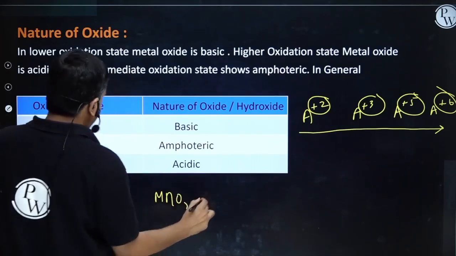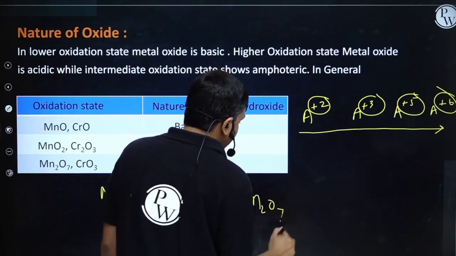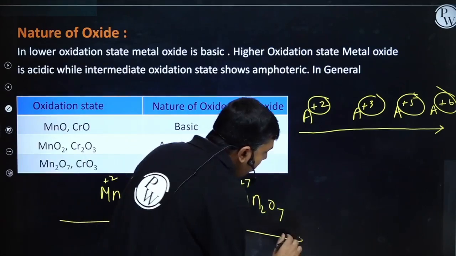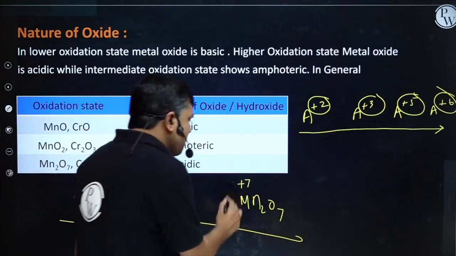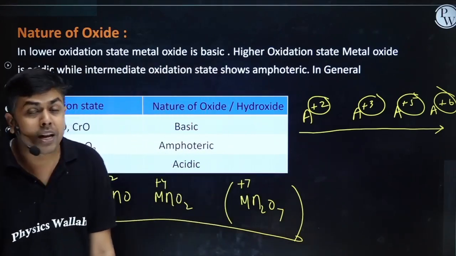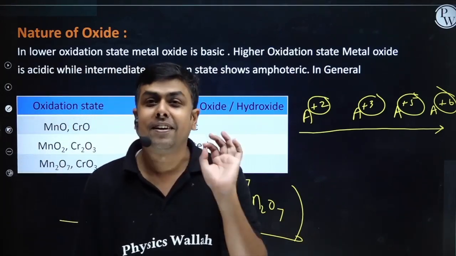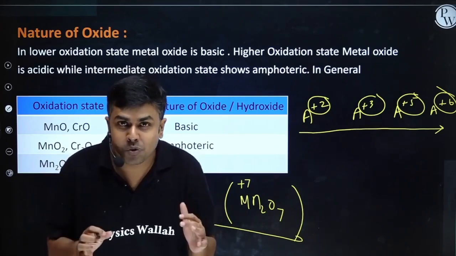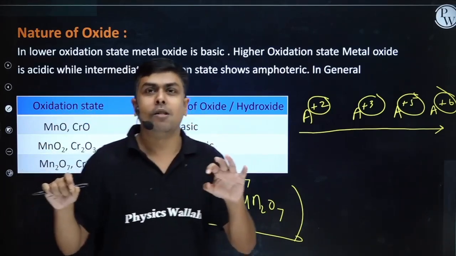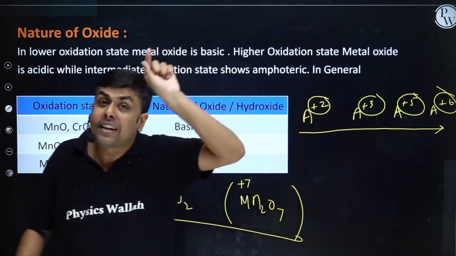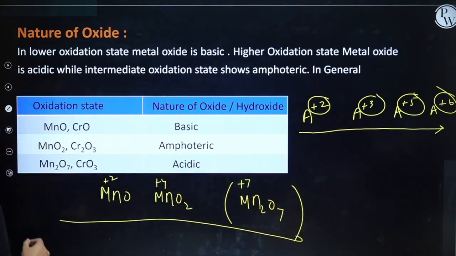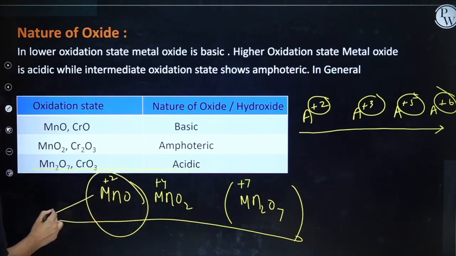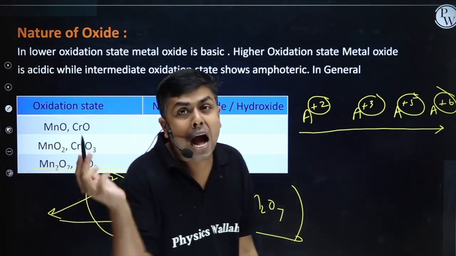Students, if I have MnO, MnO2, Mn2O7, here manganese is in plus 2, plus 4, and plus 7 oxidation states. Which oxide will have more covalent character? More is the charge on the cation, more is the polarization of the anion, more is the covalent character. More is the covalent character, higher is the acidic nature of oxides. So, students, if a d block element is in a higher oxidation state, then its oxide will be acidic in nature. Whereas if the element is in the lowest oxidation state, in that case it will have maximum ionic character.